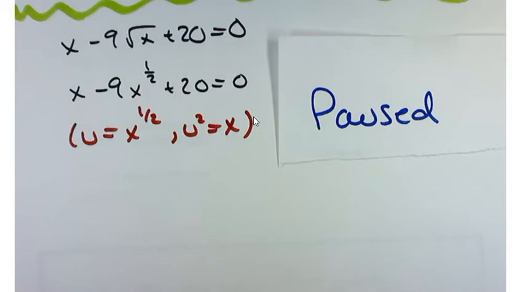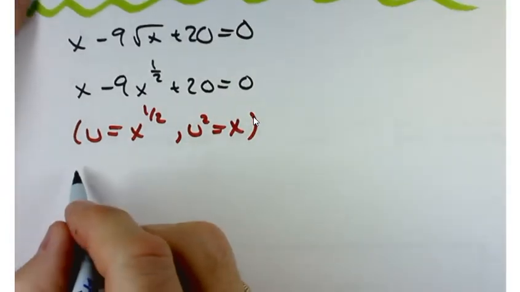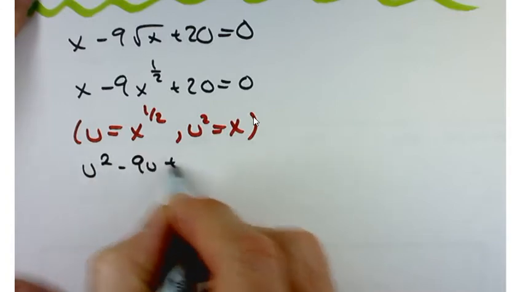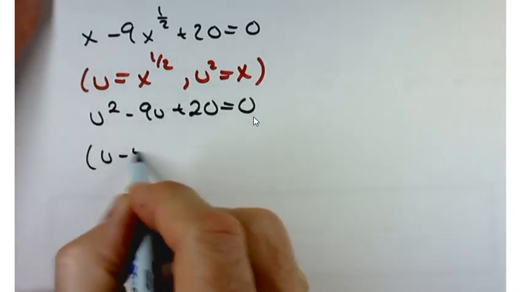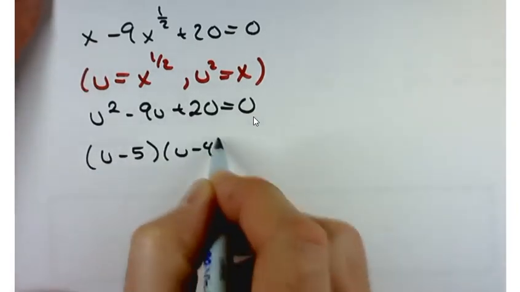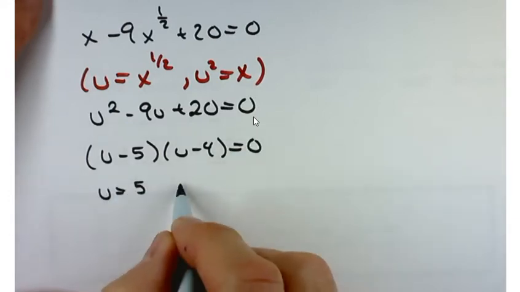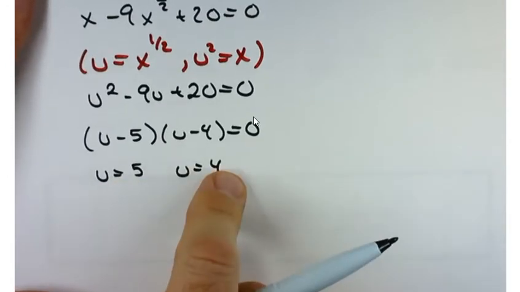I did. So it's -4 and -5. Multiply to 20 and add to 9. Okay, so the equation becomes u squared minus 9u plus 20 equals 0. This factors as u minus 5 times u minus 4 equals 0. And from that I get two solutions to my quadratic equation in u, 5 or 4.